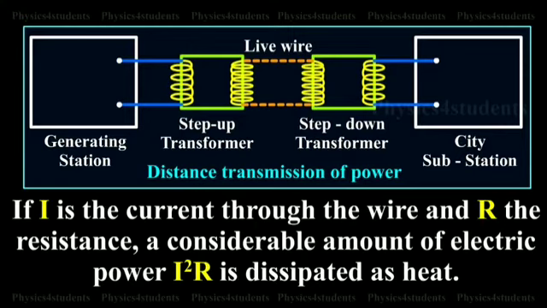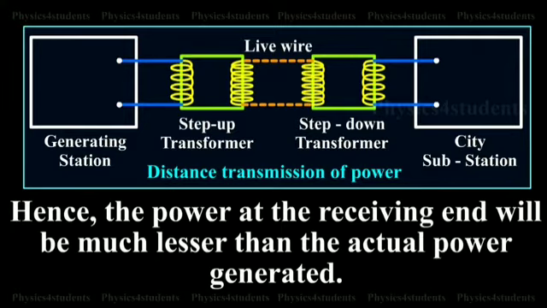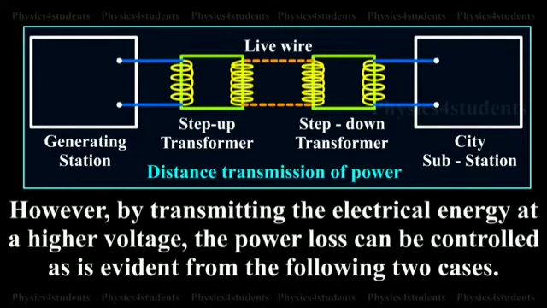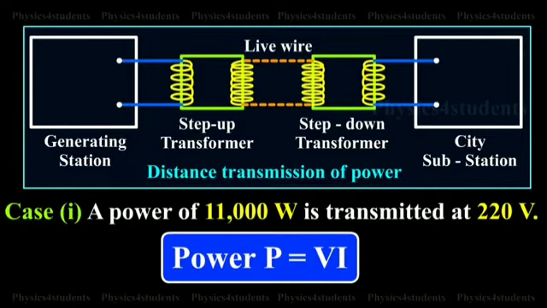If I is the current through the wire and R the resistance, a considerable amount of electric power, I squared R, is dissipated as heat. Hence, the power at the receiving end will be much less than the actual power generated. However, by transmitting the electrical energy at a higher voltage, the power loss can be controlled, as is evident from the following two cases. Case 1.